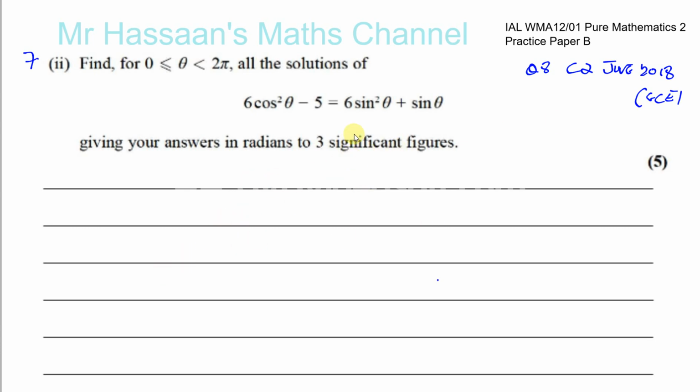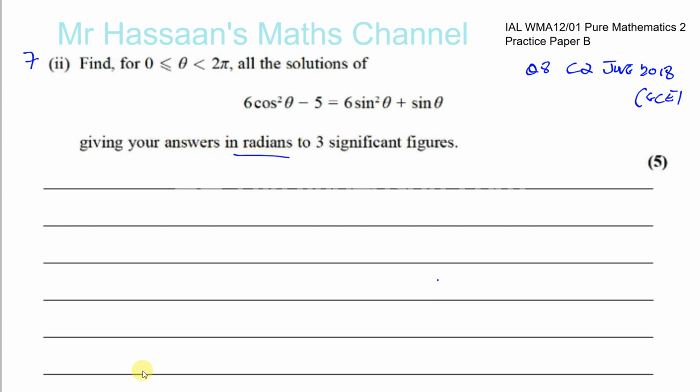So now we want to find, for theta between 0 and 2 pi radians, all the solutions of 6 cosine theta minus 5 is equal to 6 sine squared theta plus sine theta. Give me your answer in radians.